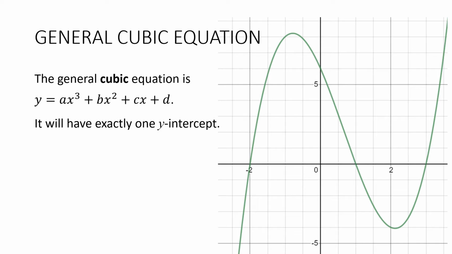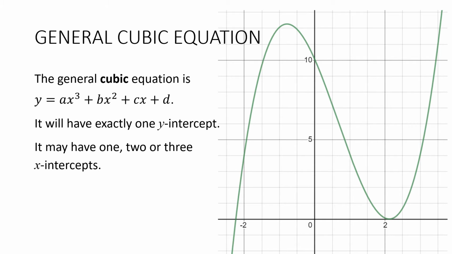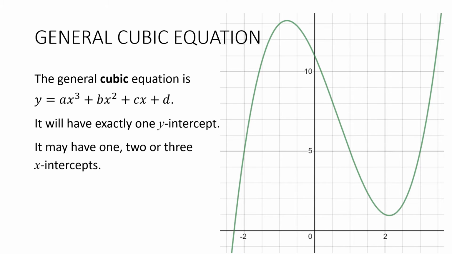Now, it will have exactly one y-intercept, and you can see that on this curve. It has an intercept at 0, 6. But it could have 1, 2, or 3 x-intercepts. So this one here's got 3. It's 1, 2, and 3. If we shift this curve up slightly like this, so that it just touches here, then it's going to have 2 x-intercepts. And if we shift it up a bit further, then it's only got the 1 x-intercept.